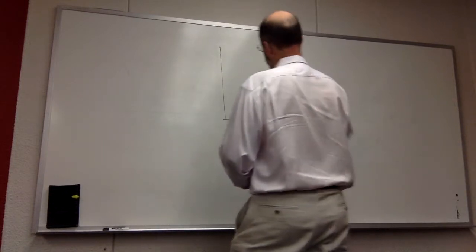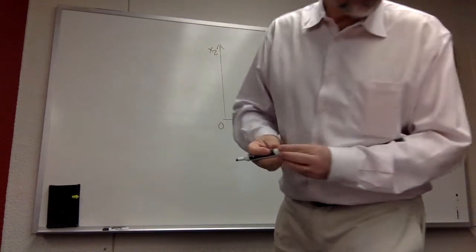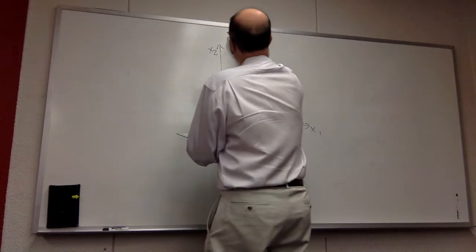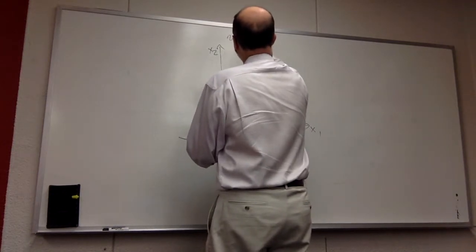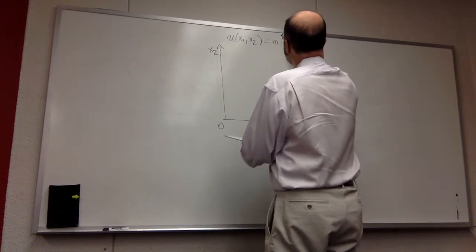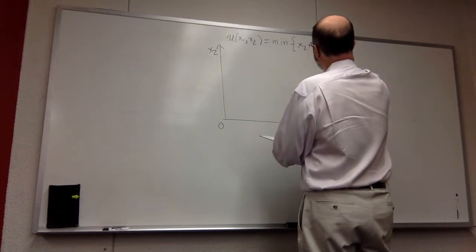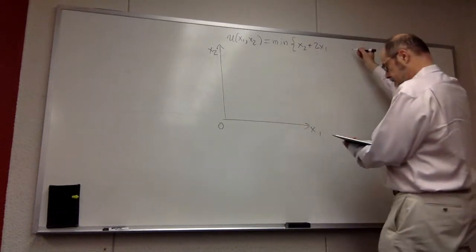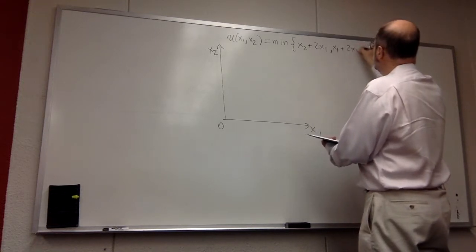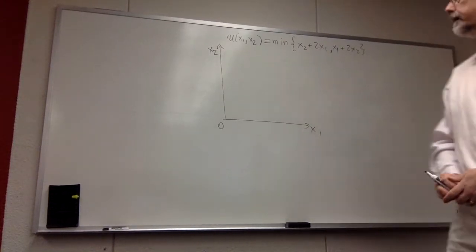Make a system of axes here. And let me write down the utility function, which is u of x1, x2 equals the minimum of x2 plus 2x1 and x1 plus 2x2.